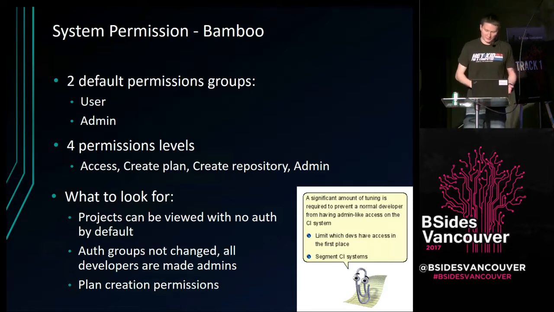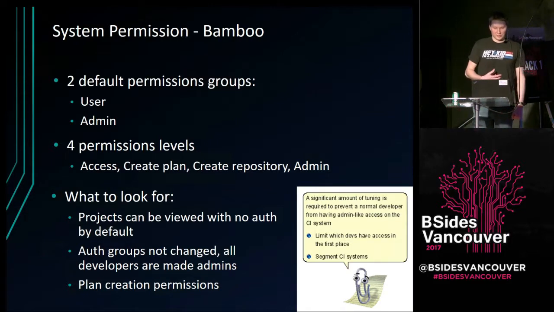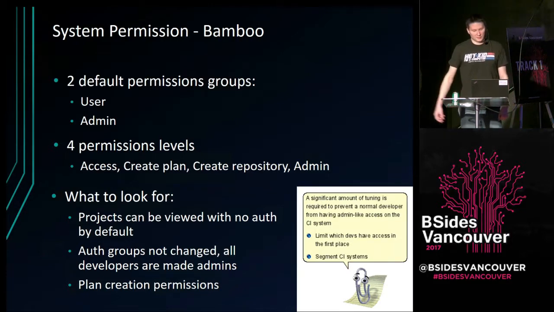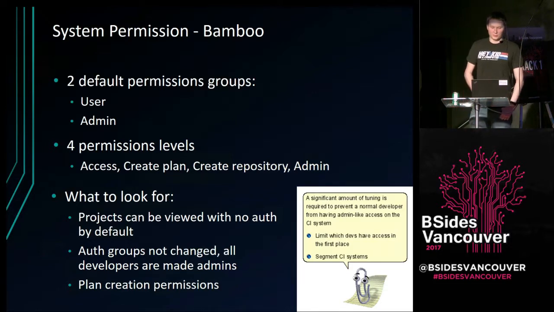Access to view stuff, create a new plan, which is a project, create a repository, which is a source code repository, or admin. So really, the create plan or admin groups are going to be the 2 that let you actually get code running on the build slaves. But by default, everyone's just going to get made an admin in that system.